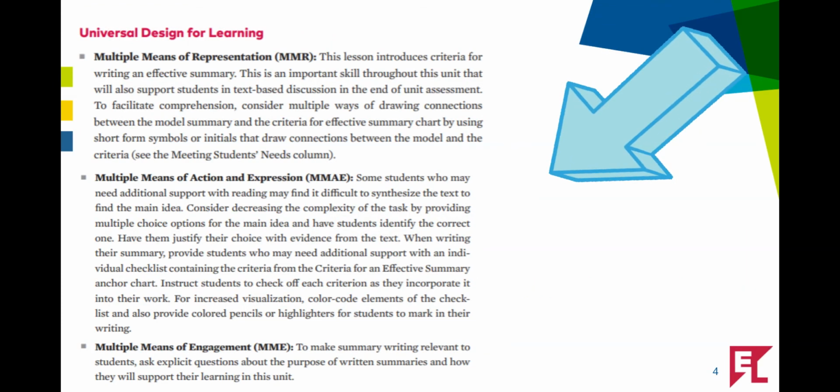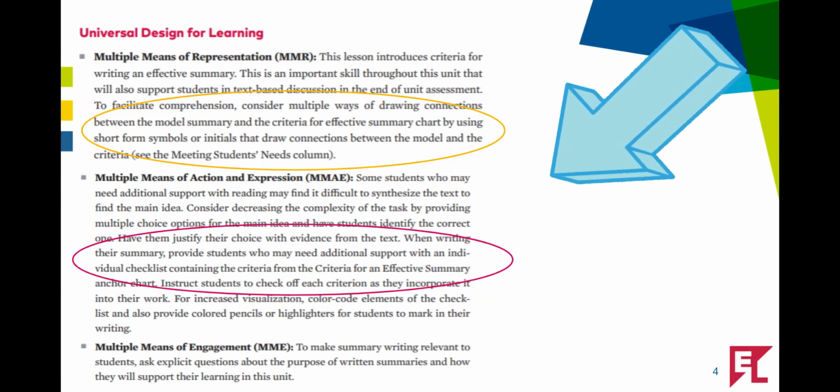The Universal Design for Learning provides strategies for reaching different students in the different ways they may learn. In this lesson, the model summary is displayed and analyzed. Consider using color coding symbols that draw a connection between the model and the criteria for a summary. When students are writing their summary, provide them with support such as individual checklists that are color-coded with the elements that you analyzed in the model essay.